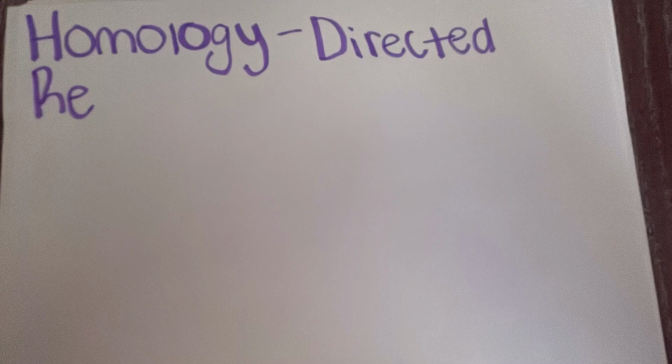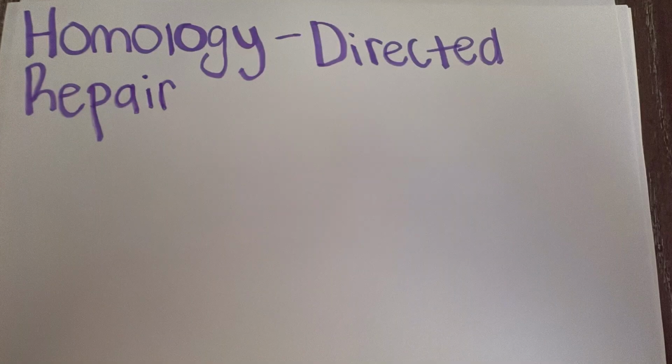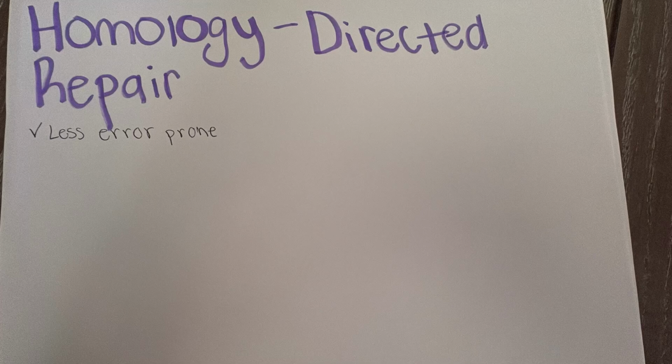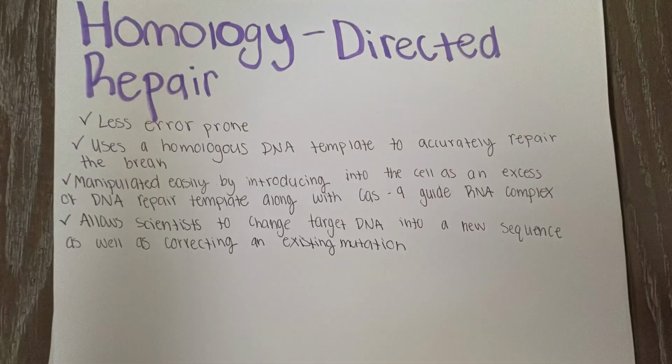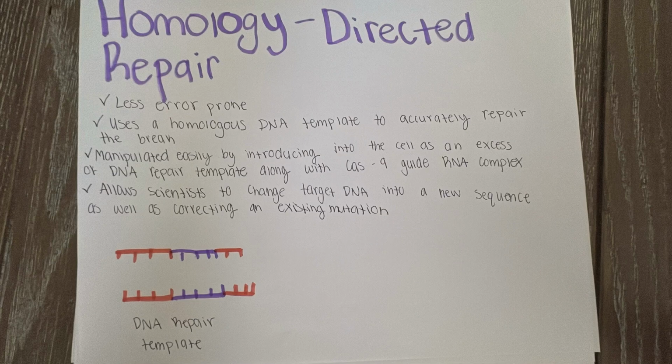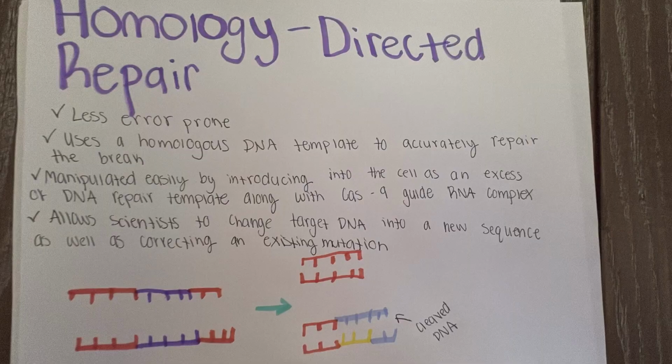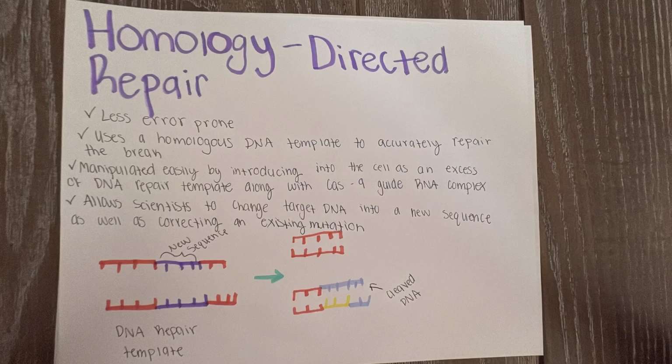Homology-directed repair is a less error-prone process that uses a homologous DNA template to accurately repair the break. By introducing into the cell an excess of DNA repair template along with the Cas9 guide RNA complex, it can easily be manipulated. This process allows scientists to change target DNA into a new sequence, as well as correcting an existing mutation.